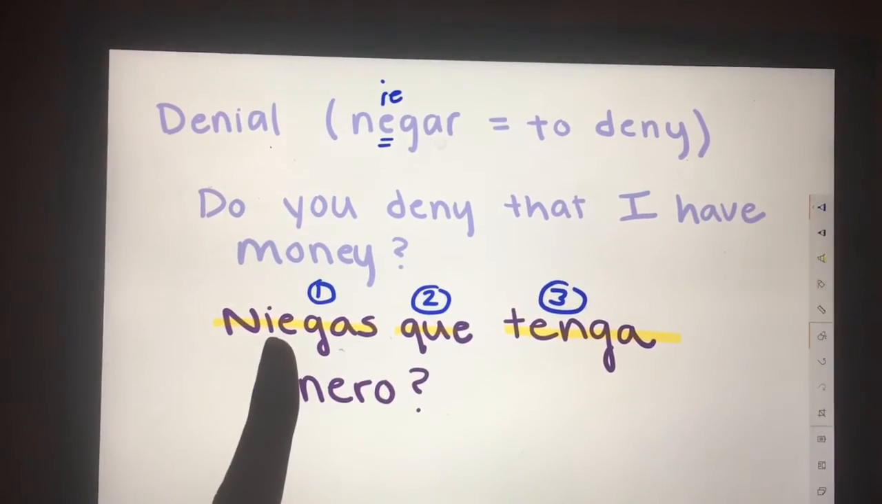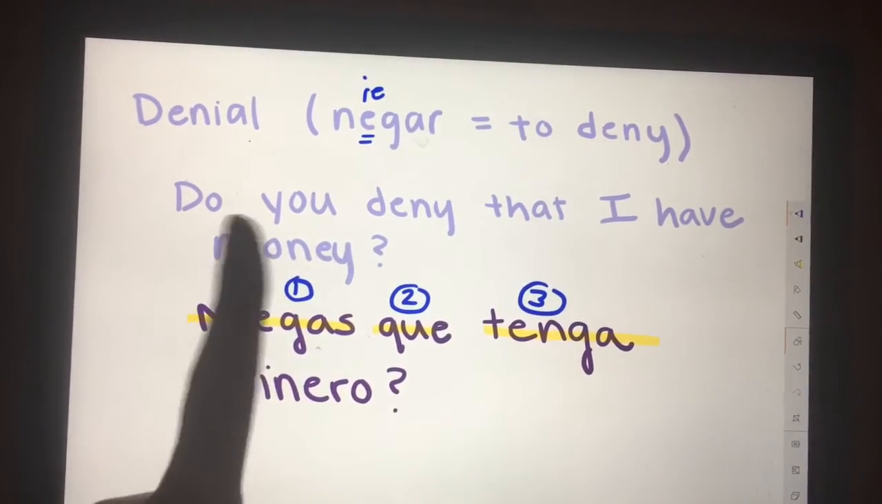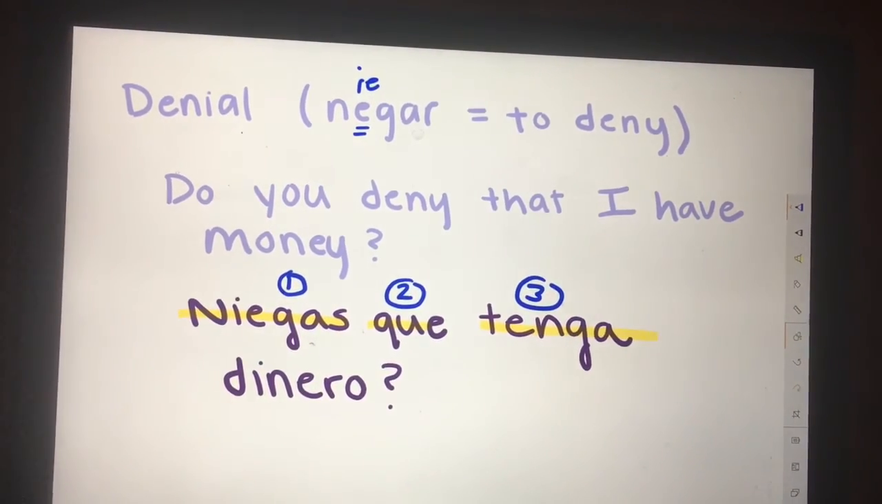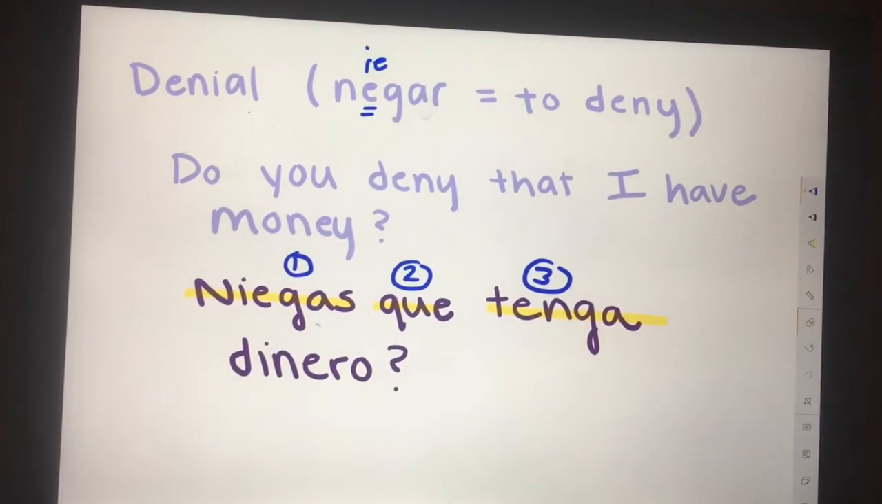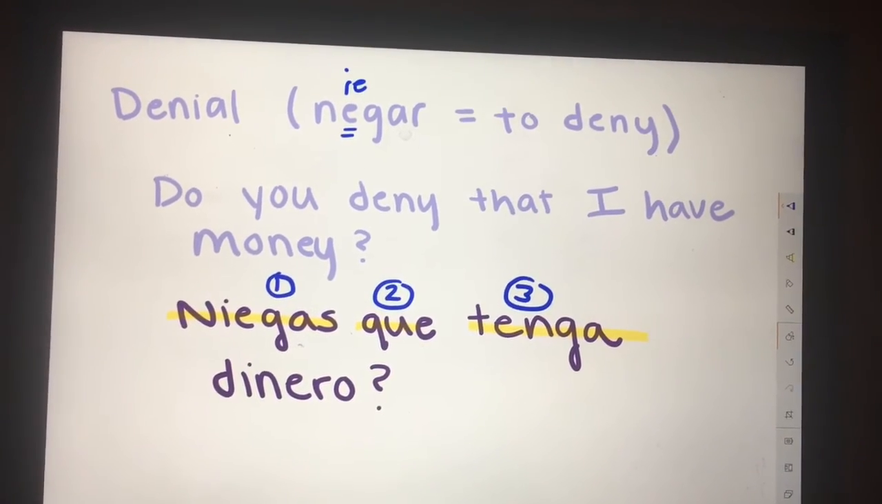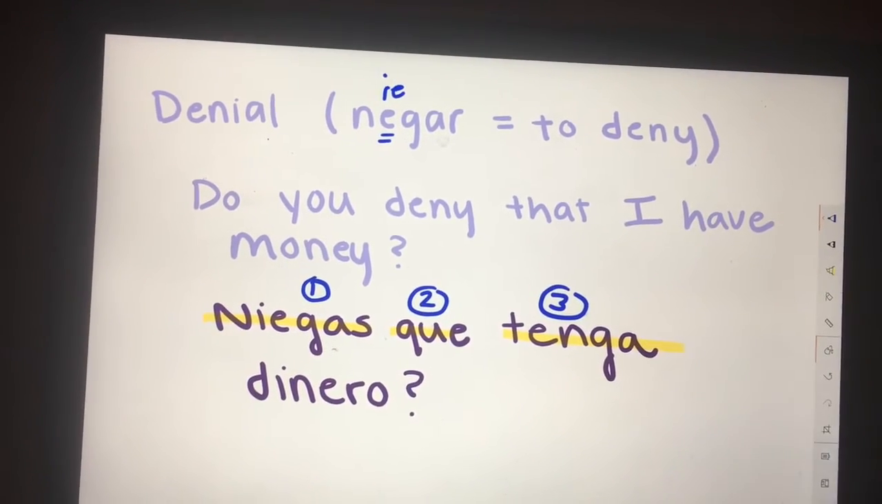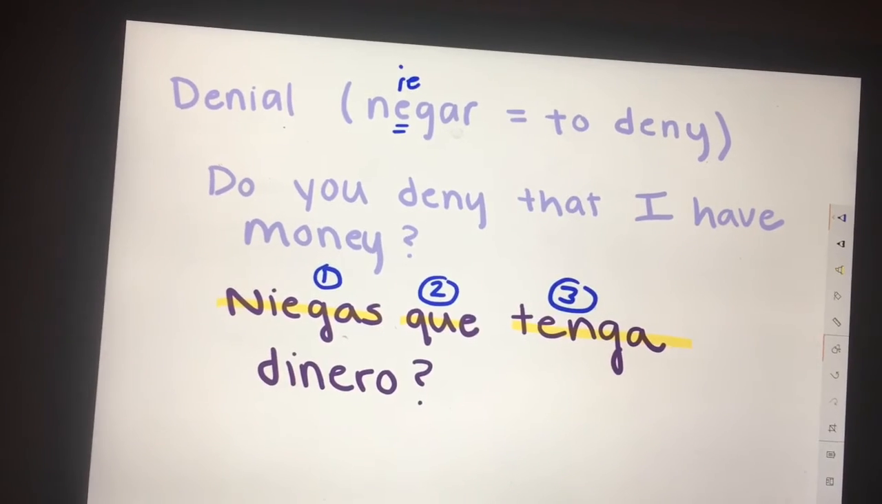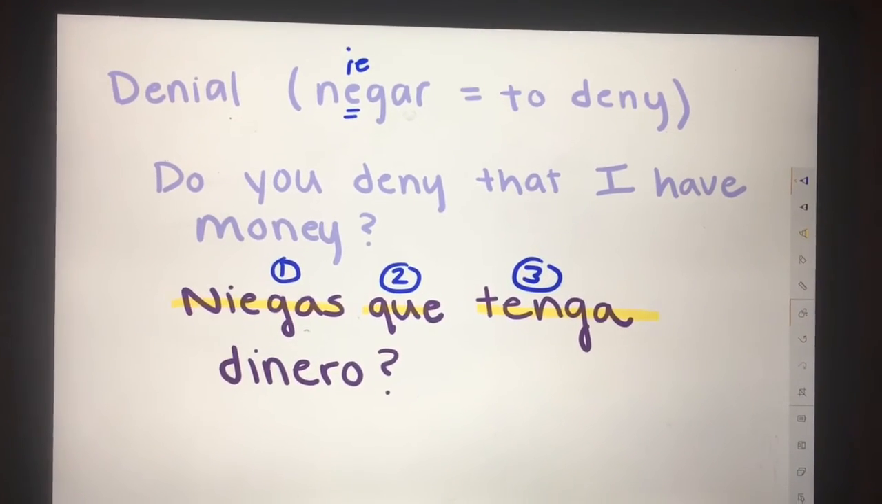Niegas, so that's the indicator. Que, we have the que. We also do have the change in subject from you to I, so I'm going to use the subjunctive here. The verb to have is tener. The yo form of tener is yo tengo. It's an ER verb, so the opposite ending is going to be tenga. Niegas que tenga dinero. Do you deny that I have money?